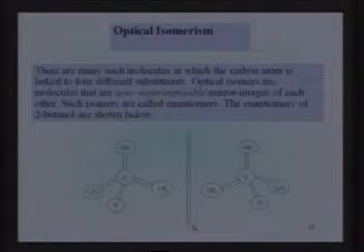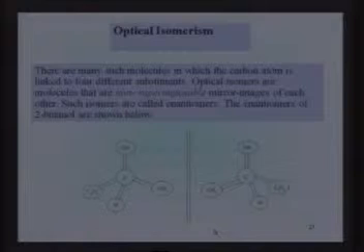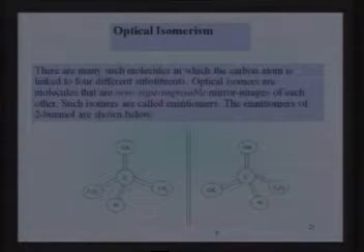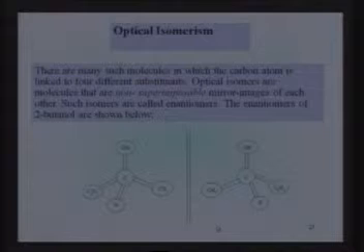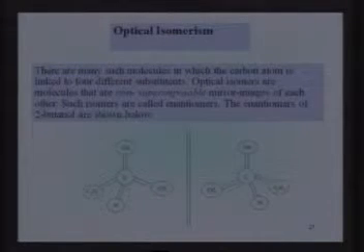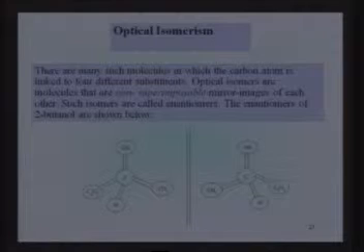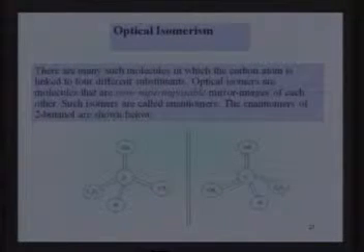And what do we mean by optical activity? Optical activity is basically when a molecule in solution has the property of rotating plane polarized light to either direction, to the right or to the left. Depending upon whether it rotates it to the left or right, we call the molecules dextro or levorotatory. Dextro when they rotate the plane polarized light to the right side, and levo when they rotate it to the left side. This is how we talk of optical isomers.